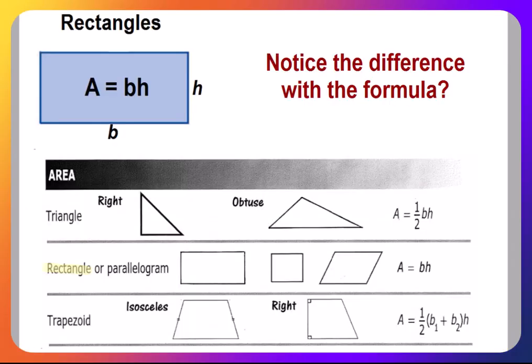Okay, so first, look at this formula for the area of a rectangle. It is capital A for area equals BH, where B is multiplied with H. Do you notice a difference between this formula and what you used in elementary?